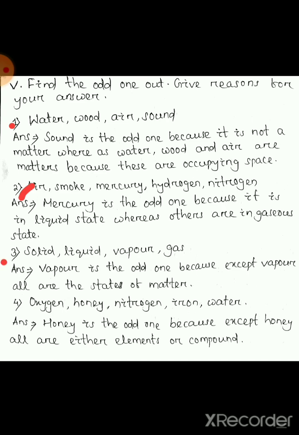Okay. Third one, solid, liquid, vapor, gas. We know solid, liquid and gas are states of matter, whereas vapor is the odd one. So vapor is the odd one because except vapor all are the states of matter. Fourth one, oxygen, honey, nitrogen, iron and water. Honey is the odd one because except honey all are either elements or compounds. Okay students, in this way you have to fill it. You write the reasons also because there is written give reasons for your answer. Okay students.